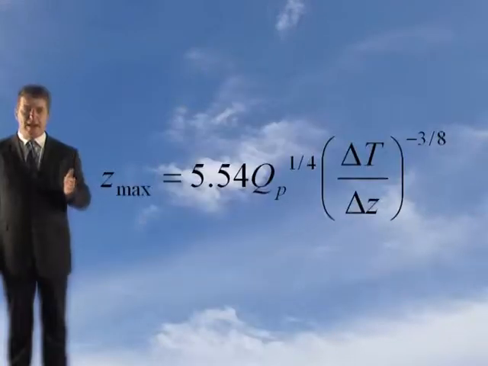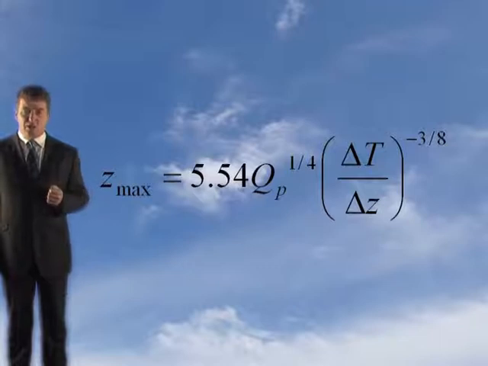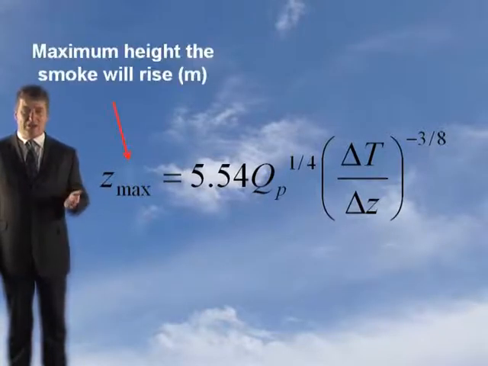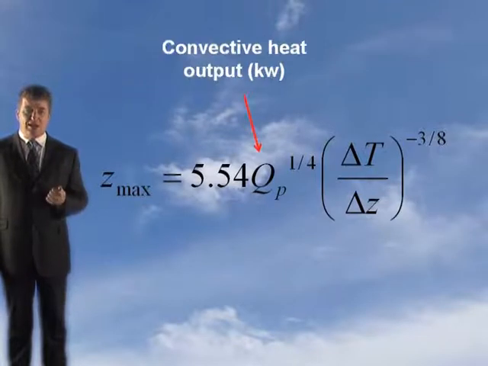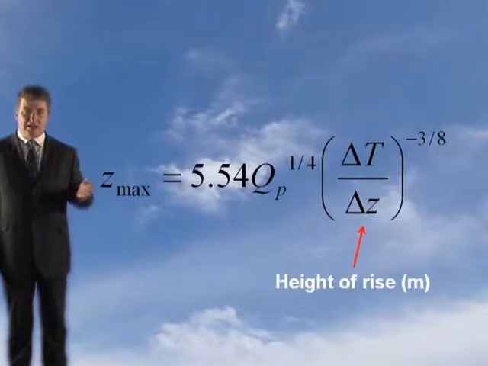Let's work out the Z max. This is the formula here. Z max equals 5.54 times QP to the quarter times delta T delta Z to the power of minus 3 over 8. So let's look at the variables. Z max is the maximum height the smoke will rise. QP is the convective heat release rate. Delta T is the temperature difference between the top and the bottom of the atrium. And delta Z is the height of the atrium.